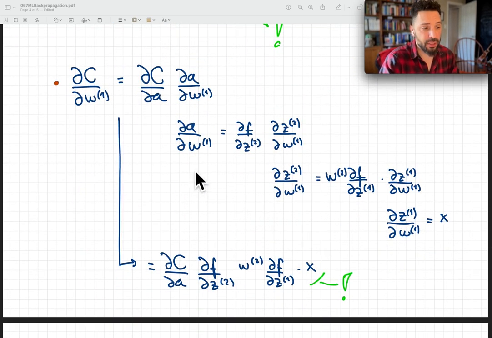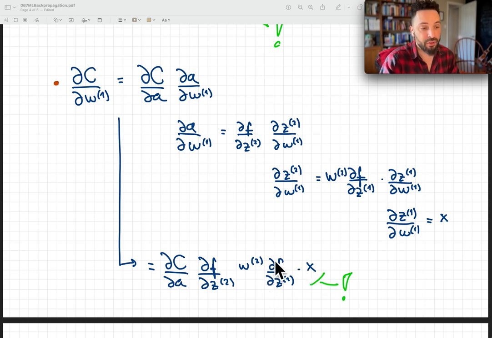And so putting it all together, then we get dC/dA times dF/dZ2 coming from here, and then this factor here, dZ2/dW1, becomes W2 times dF/dZ1 times X from here. And so once again, notice how we get the input into that particular layer to play a role in the derivative. And so if that input is very large or very small, it will play a role.